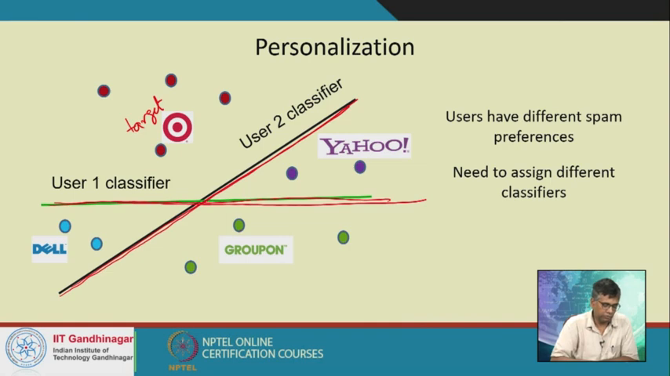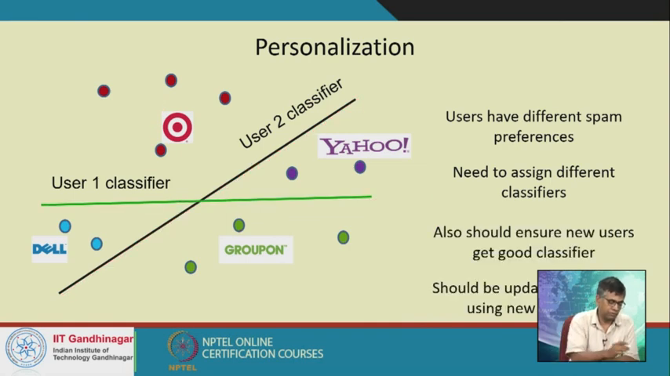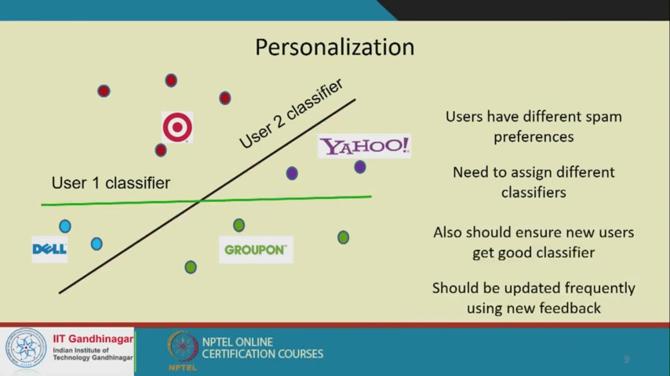Okay, so we need to assign different classifiers to each user, which means that we need to store a different hyperplane for each user. At the same time, we also need to ensure that new users get a good classifier, right? Because for new users, we don't have that much feedback from the user, but we still need to guarantee that we get a reasonably good classifier for the user, right? Furthermore, we want to update these classifiers frequently using new feedback. Okay, so how can we achieve all this?